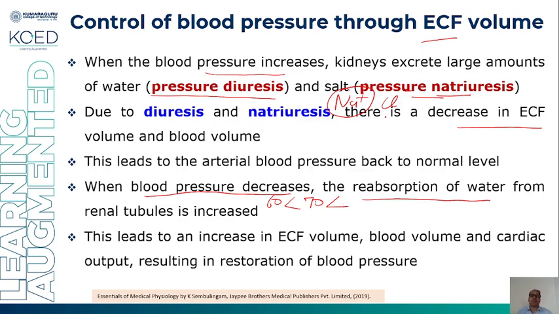So two things you have to remember. When pressure increases, there is loss of water, loss of salt, and loss of ECF. When pressure decreases, we have to increase the volume and increase the salt. How to increase the water volume and the salt volume? A very simple mechanism, that is reabsorption. Through reabsorption you can increase the extracellular fluid volume, and thereby elevate the blood pressure. But this mechanism is not that sensitive, like the nerve mechanism.